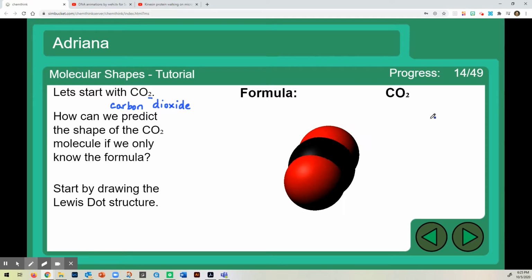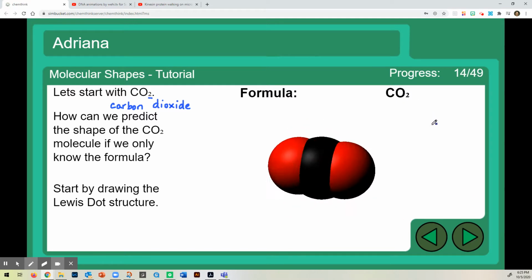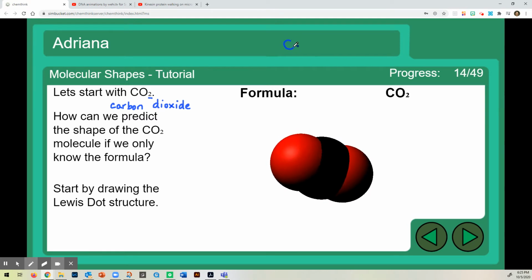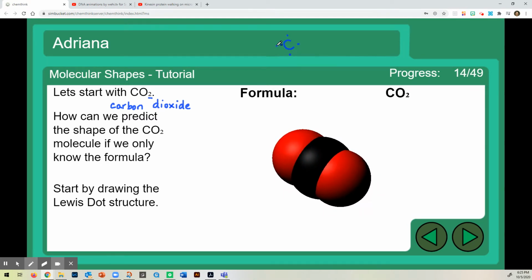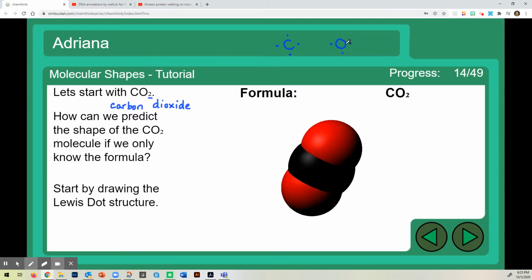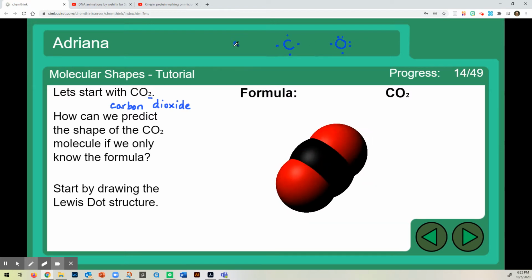So let's draw the Lewis structure. If we're going to draw carbon, I'm going to draw it up here for a moment. We know that carbon has 4 valence electrons. I'm going to draw them like this. We know that oxygen has 6 valence electrons. By now, hopefully you're starting to know that that's going to end up with 2 unpaired electrons and 2 lone pairs. Let's draw one more here.